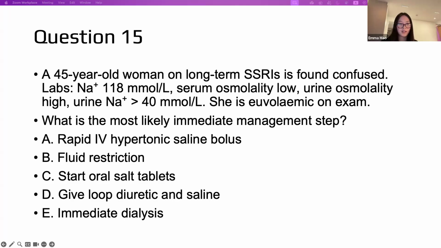Okay, this next one. So, a 45-year-old woman on long-term SSRIs is found confused. Labs include sodium of 118 millimoles, serum osmolality low, urine osmolality high, and then urine sodium is 40 millimoles per liter. She is euvolemic on exam. What is the most likely immediate management step? So this is 2 steps even. So have a think about what she could have.